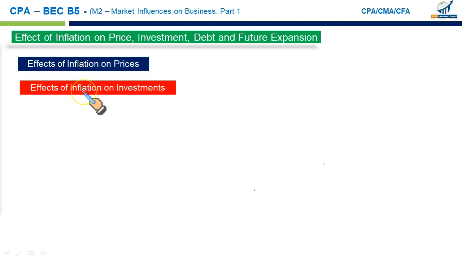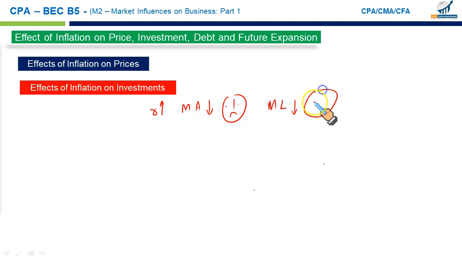So what about the effect of inflation on investment? We'll discuss it from different viewpoints, but just remember first, there are monetary assets and liabilities like cash, accounts receivable, notes payable. So let us first discuss this from the monetary assets point of view. If the rate of inflation, here we will express it with R, is higher, that means the monetary assets will lose their value. Bad for an investor. But at the same time, monetary liabilities will lose value. That is good for the borrower.